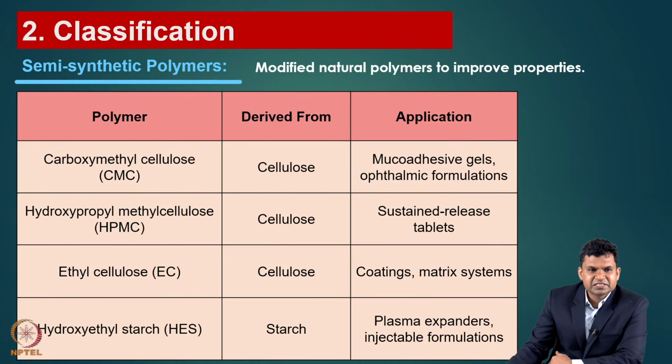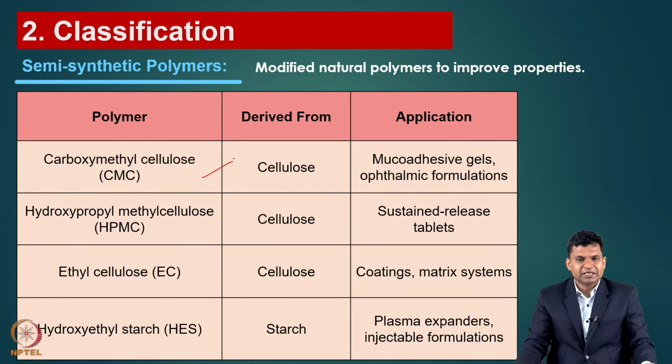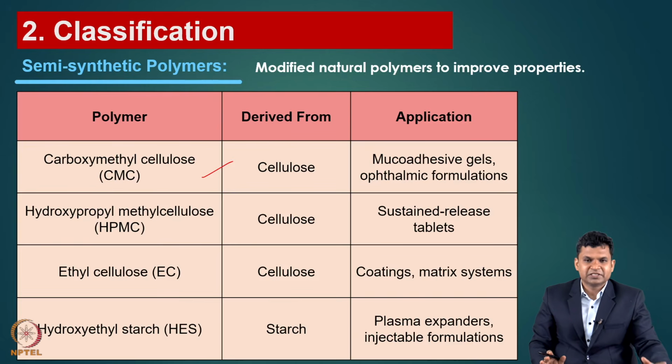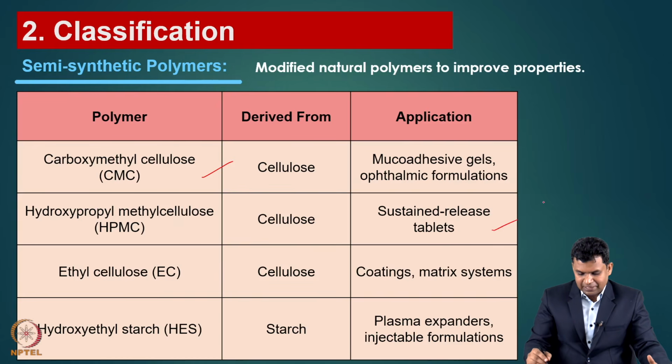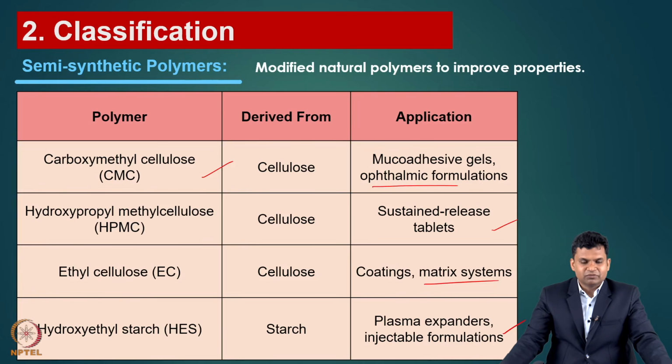And now, we will see the semi-synthetic. Here we can see carboxymethyl cellulose, HPMC, ethyl cellulose, hydroxyethyl starch. So, these are known polymers of semi-synthetic source, which come from the natural and further need to be modified into semi-synthetic polymers for the proper applications. So, this can be used in tablets, injectables and matrix systems, also in the ophthalmic and other topical formulations.